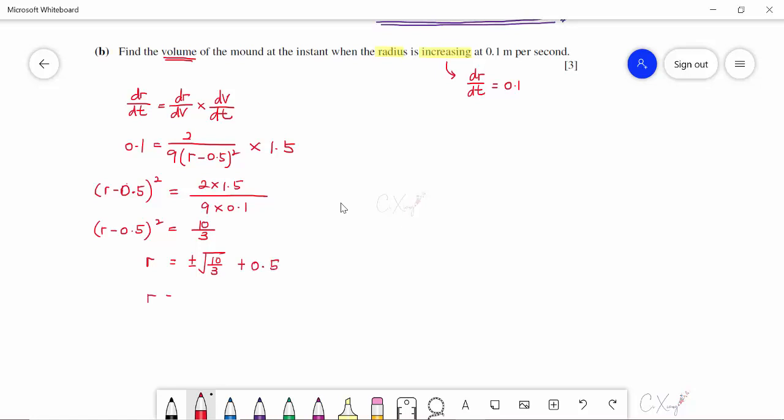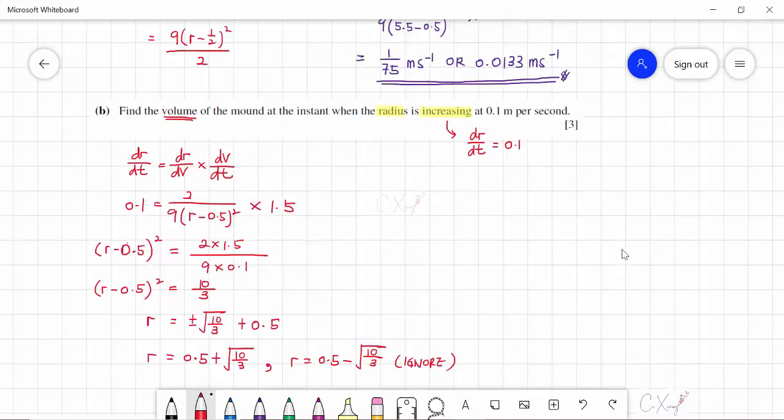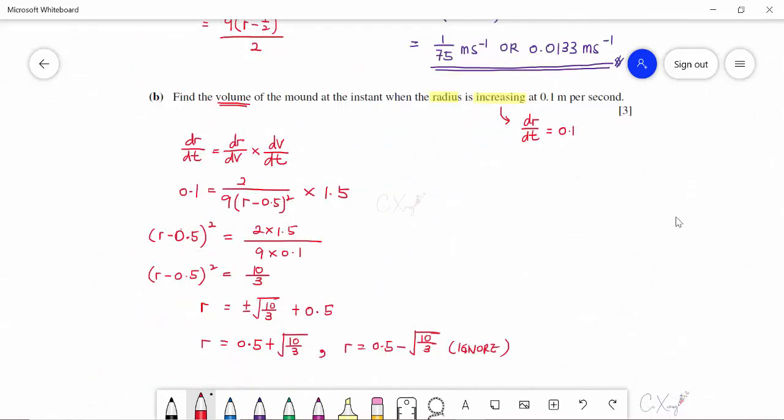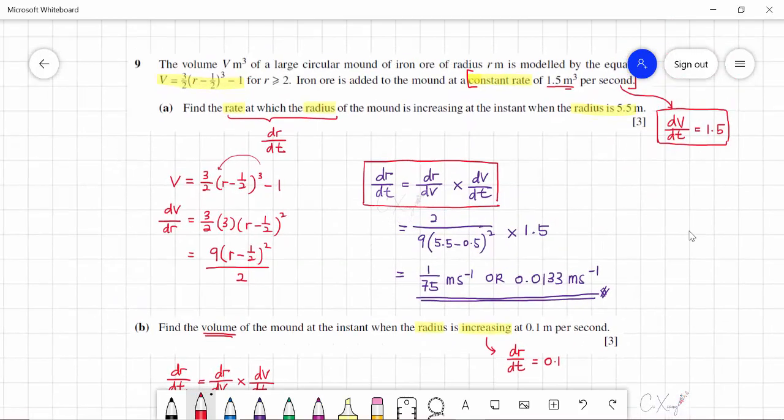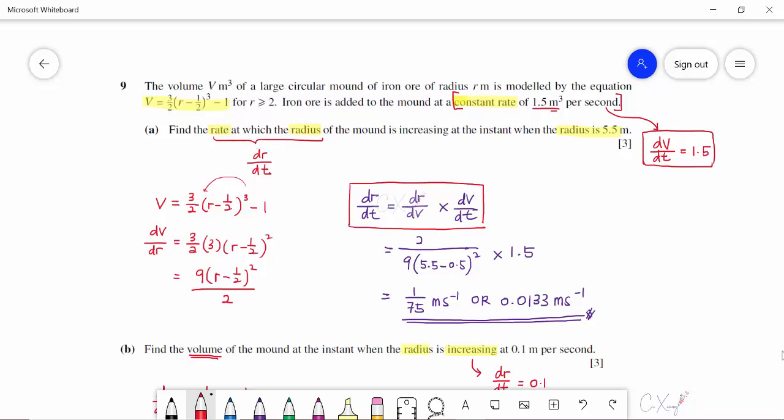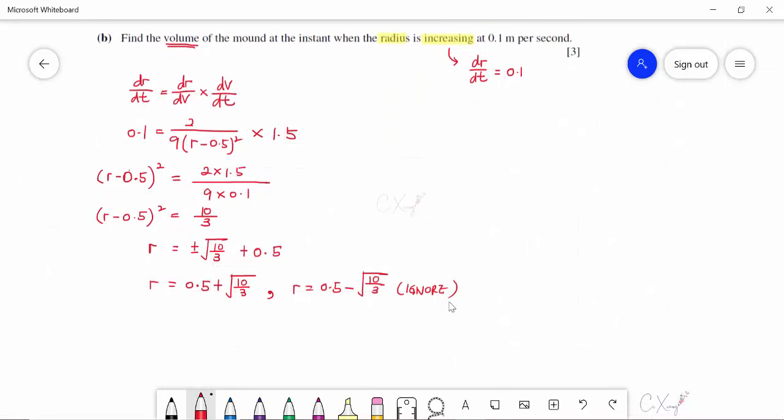From here, you can see that we actually have two values. We have 0.5 plus square root 10 over 3, and another one would be 0.5 minus square root 10 over 3. Very obviously, we need to ignore this second answer. Why? There are a few reasons. First, it is a negative value, whereas the radius should be positive. Another reason is that if you look at the question, the radius should be greater than or equal to 2. If you press this value, definitely it is not more than 2, not equal to 2 or more than 2. So that's why we ignore this part.